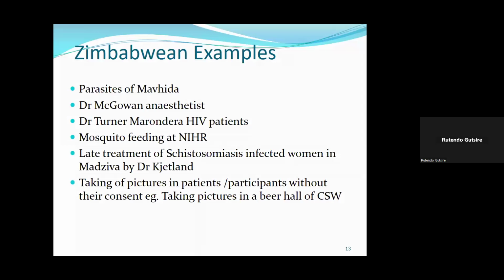Right. We also have Zimbabwean examples where unethical research has been done. Parasites of Mavida, McGowan, and Marondera, mosquito feeding at one of our national institutes, late treatment of schistosomiasis-affected women, and taking of pictures of patients. So when you want to do anything in patients, you need to ask them for consent. It has to be written down that they have agreed.